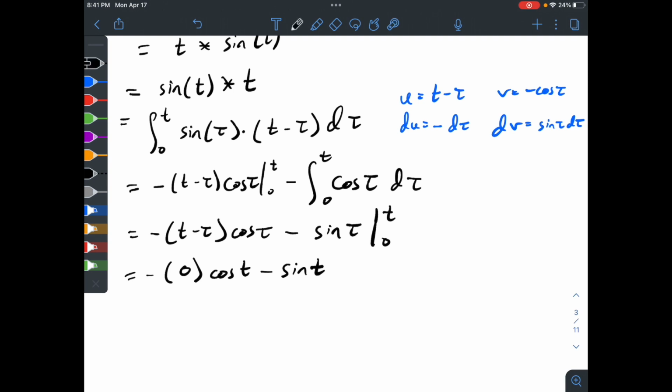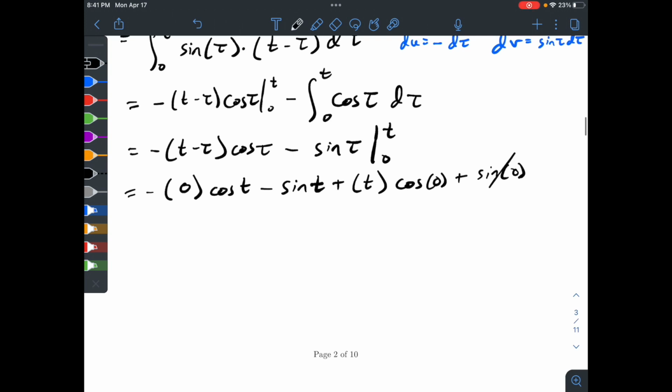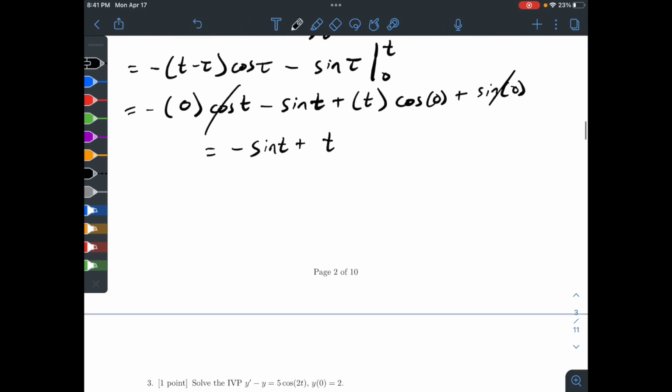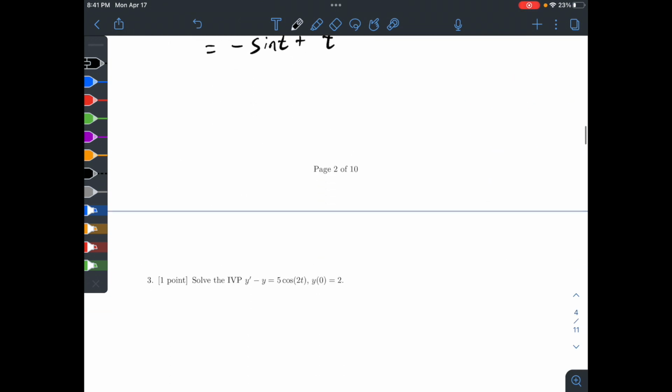And now we subtract what we get. Everything's going to be like double negatives now when we plug in zeros for tau. So now t minus 0 is just t, cosine of 0, and then plus sine of 0, which is just going to be 0. That's just sine of t plus t. So we get negative sine of t plus t, or just t minus sine of t. And that's what you should also get using partial fractions. So same thing for both.